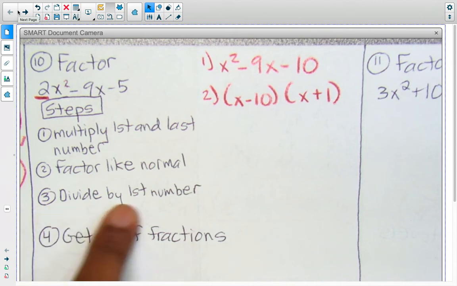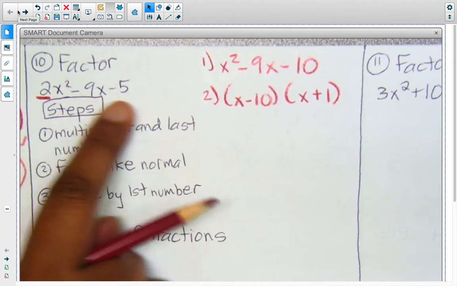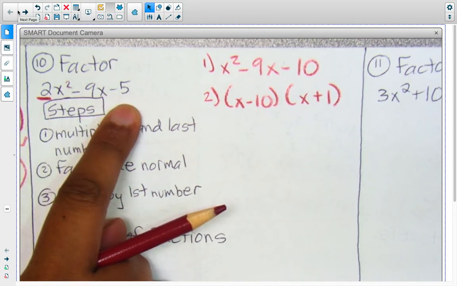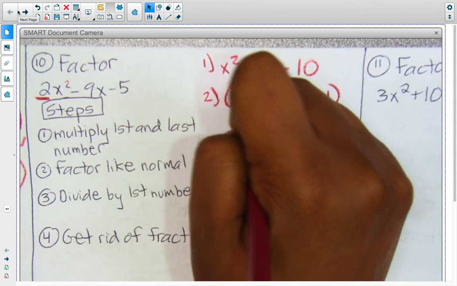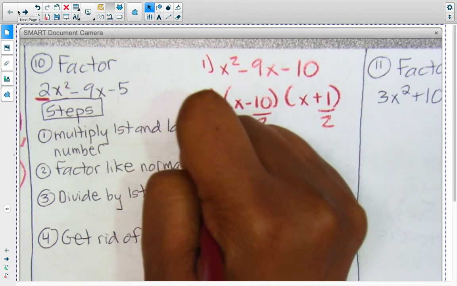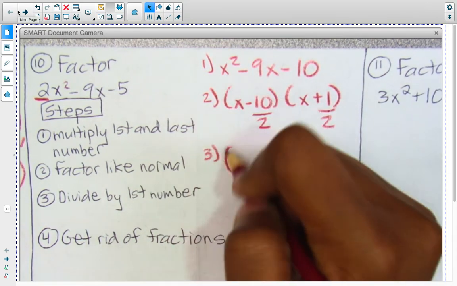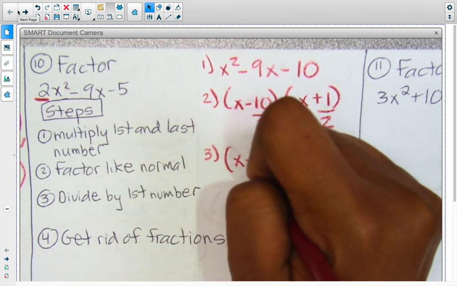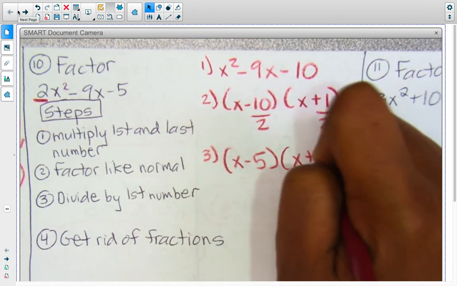Step 3 says divide by the first number in the problem. So the first number in our problem, make sure it's in order, biggest exponent to the smallest. So the first number in this problem is 2. So I'm going to divide by 2, divide by 2. So step 3, reduce it if you can. 10 divided by 2 is 5. And 1 divided by 2 stays a fraction, but that's okay.